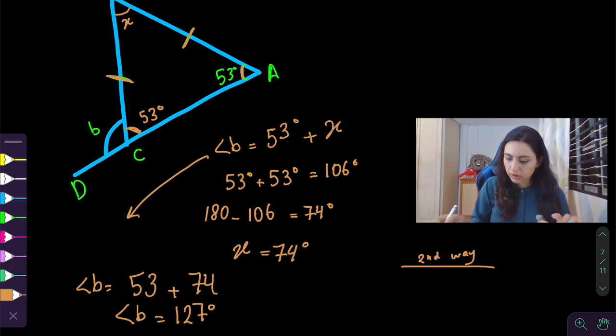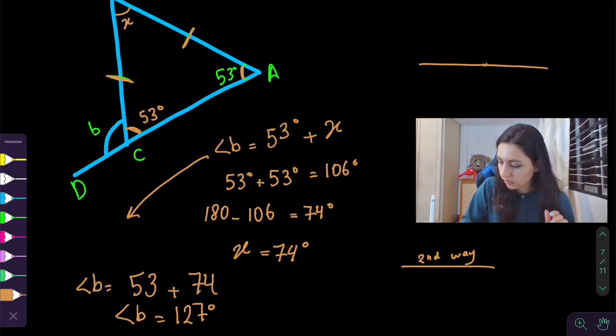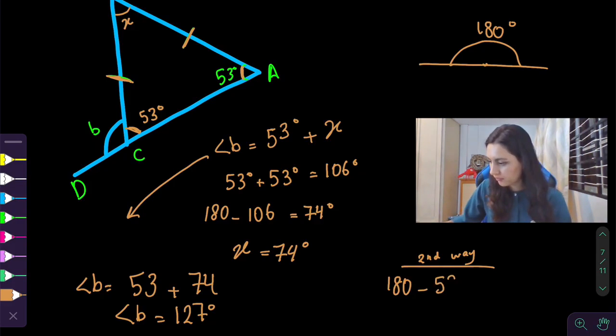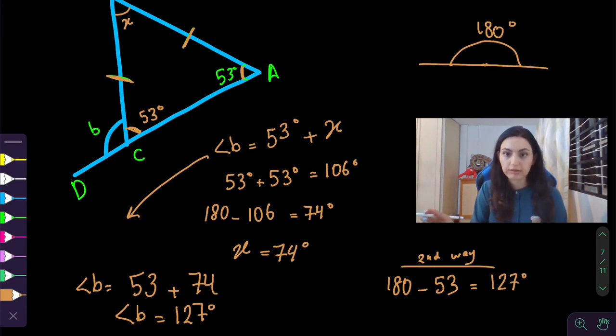So we know when we have a line, the total number will be 180 degrees. So partially, the angle C inside is 53. So all we need to do is say 180 minus 53. 180 minus 53 equals 127 degrees. So we both got the same answer. Whichever you think is easier for you, you can follow.